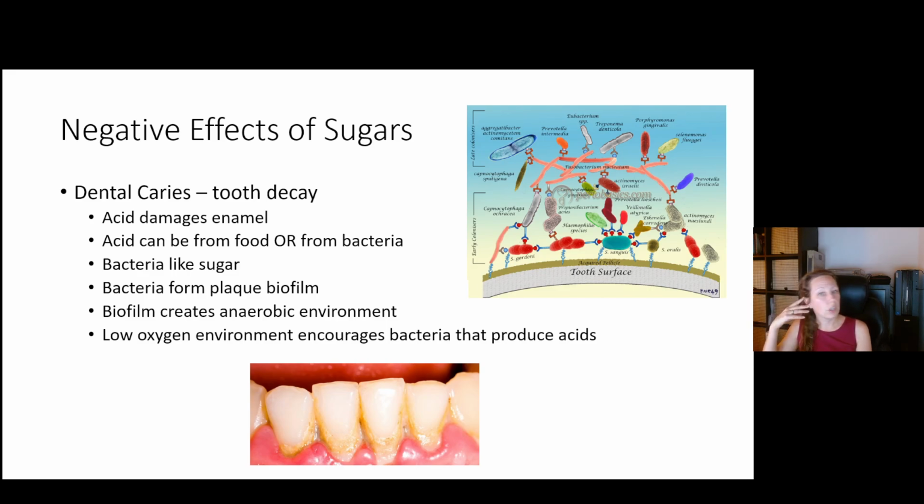Chew sugarless gum after meals. So the cool thing about sugarless gum is most of it contains xylitol, and xylitol is actually really good for your teeth. And there are scientific studies that have shown that it reduces existing plaque. So chewing gum is actually a really good thing to do, especially right after meals.